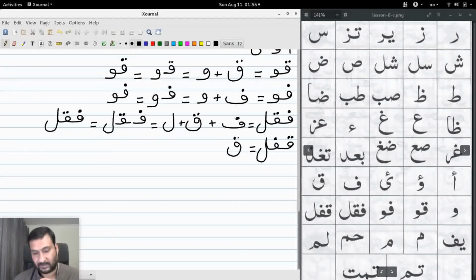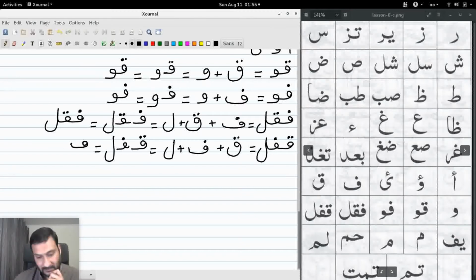Qaf is the first one, plus fa, plus lam. So qaf is in the beginning, so it takes this form. Then comes fa, which takes this form. Then comes lam, which takes this form. And eventually it becomes qaf, fa, lam. This one here.